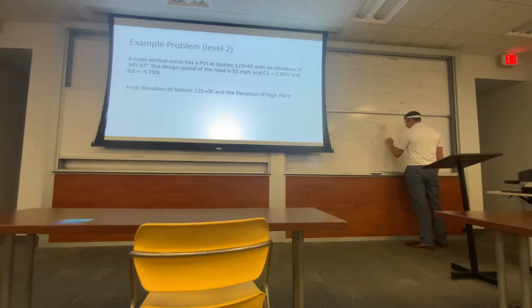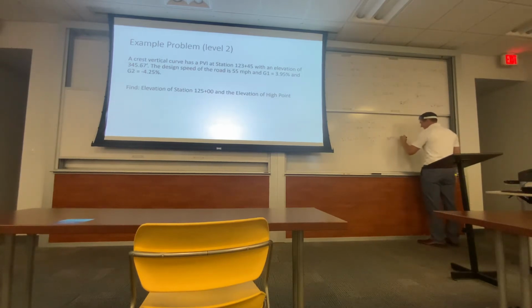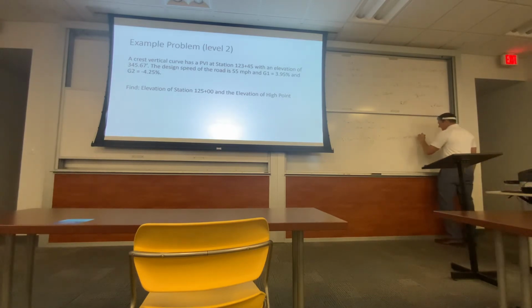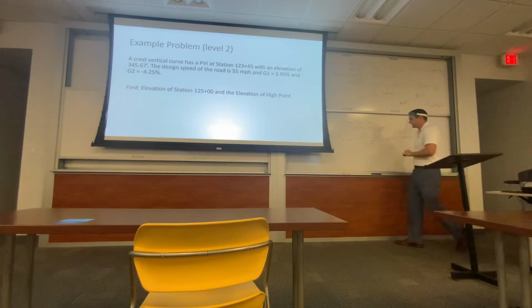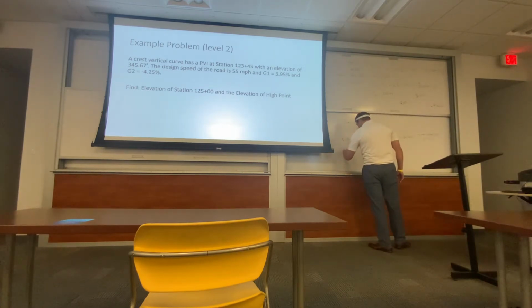Equals 324.54 plus 0.0395 times x of 690, plus negative 0.0425 minus 0.0395, times 690 squared divided by 2 times 1070. Y of 125 plus 0, therefore equals done.